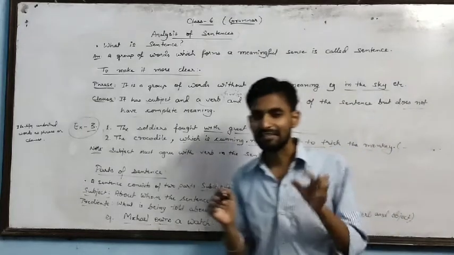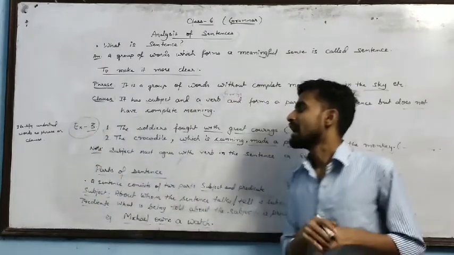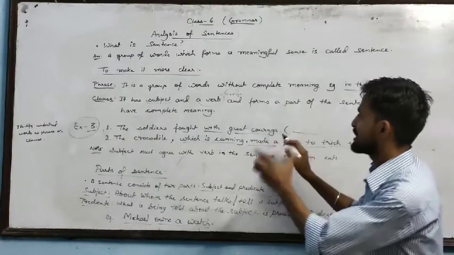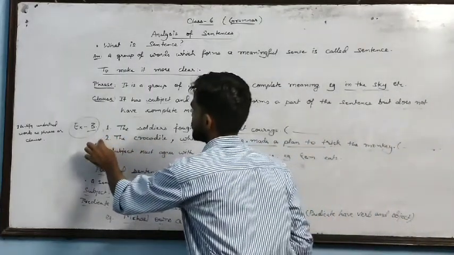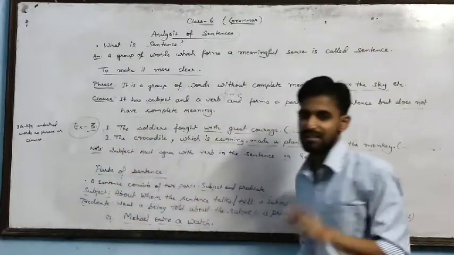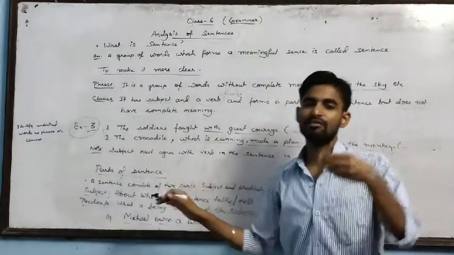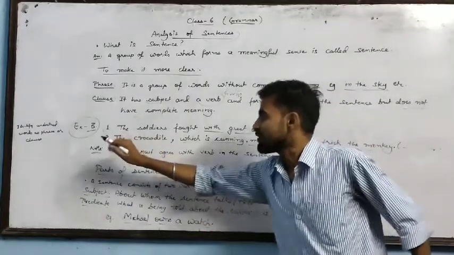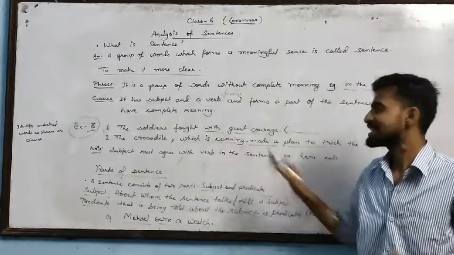Now in exercise B that is given in your book, you have to identify underlined words as phrase or clause. This is question number 1 or question number 2 of exercise B, and we are trying to solve it, and I am trying to explain to you how you will solve the next questions.